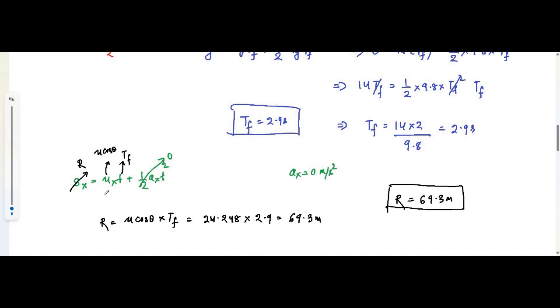Okay, so this is the first question about projectile motion with angular projection. We used both approaches.